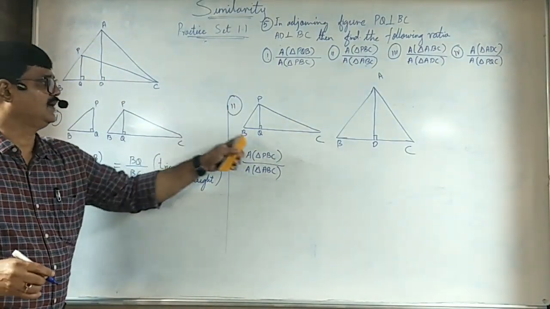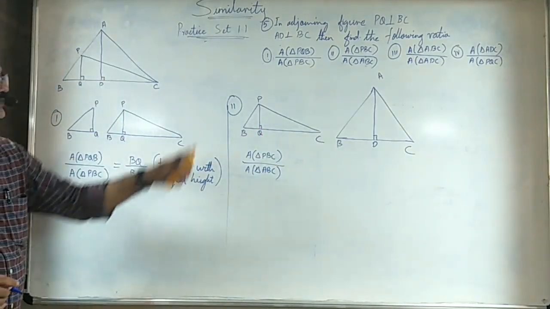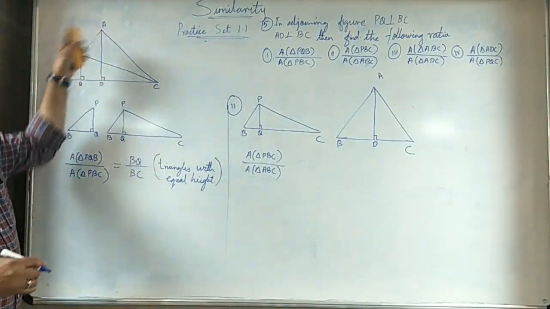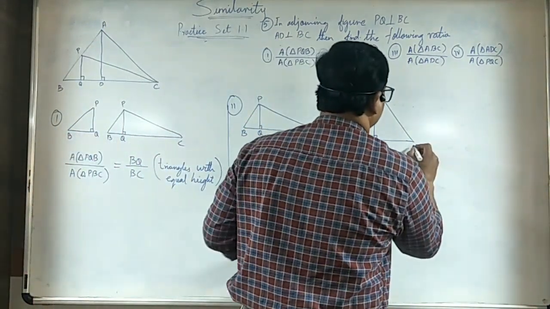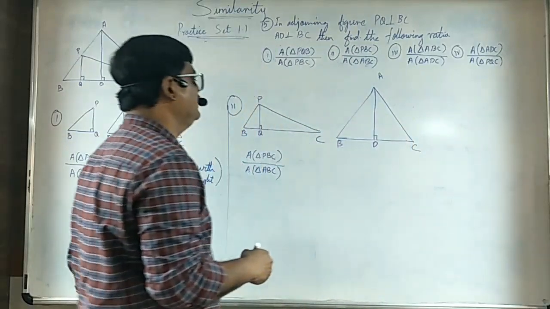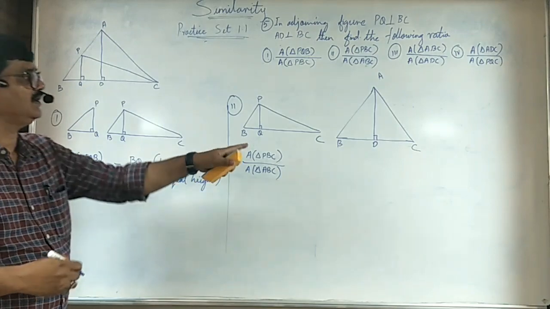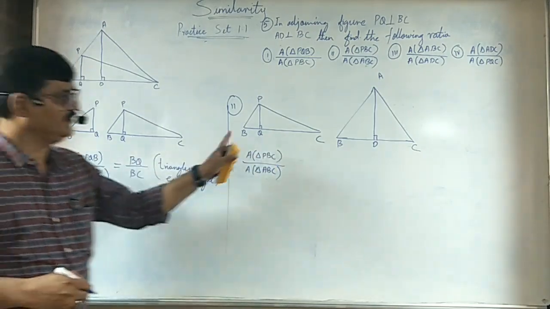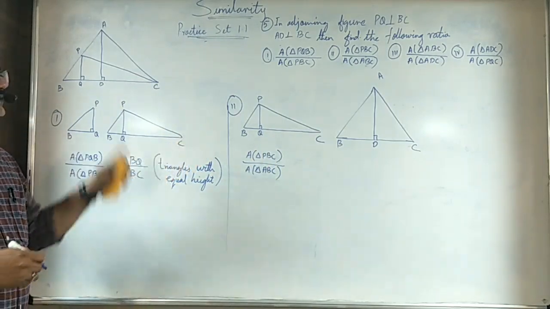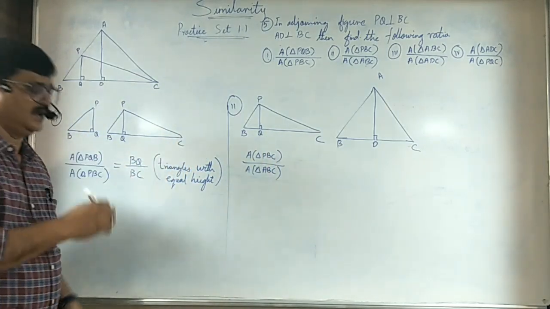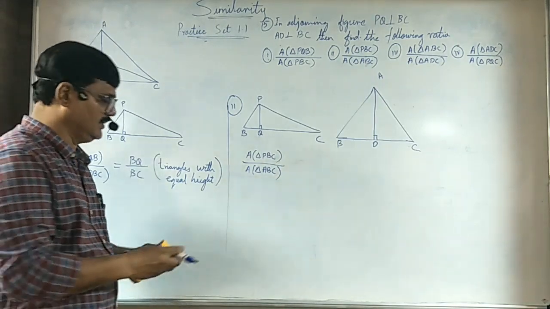In triangle PBC, the base is BC and height is PQ. Can you see that the base is BC and height is PQ? In triangle ABC, base is BC and the height is, you can see, AD. Can you see that? So from these two triangles PBC and ABC, you can make out these two triangles have equal base. Can you see this on camera? The triangles with equal base, and if the triangles are with equal base, the ratio will be equal to their corresponding heights.